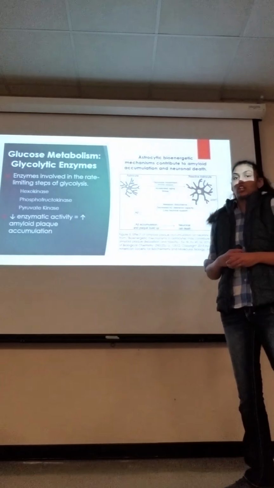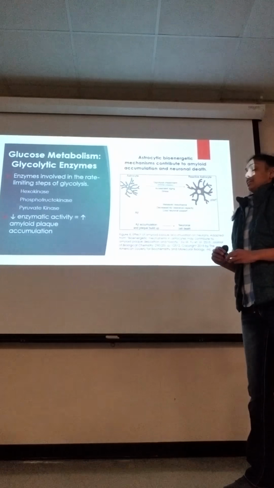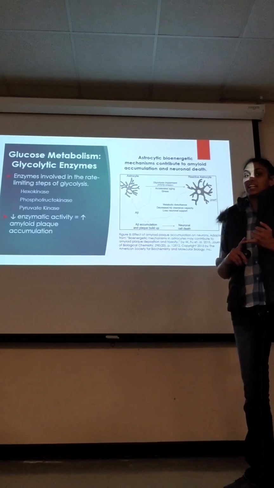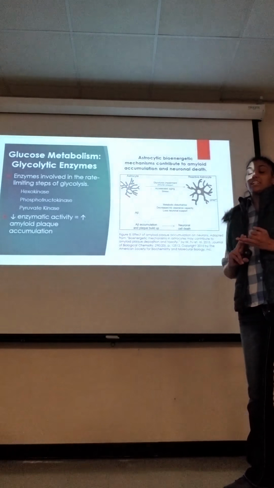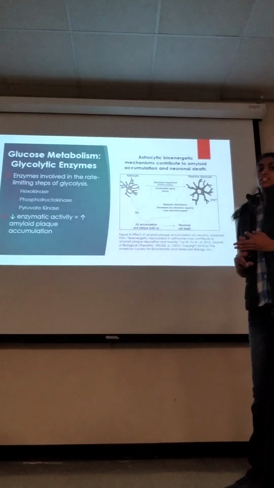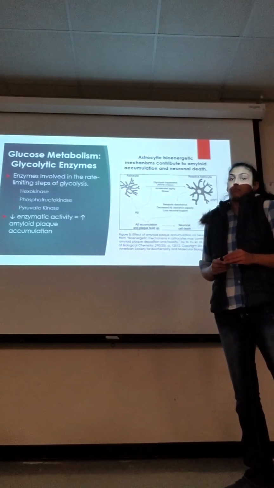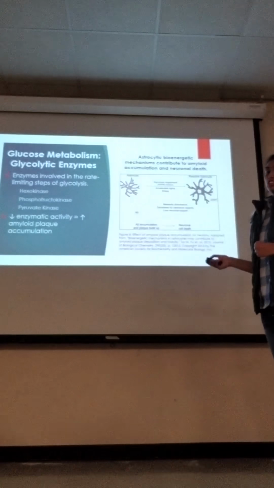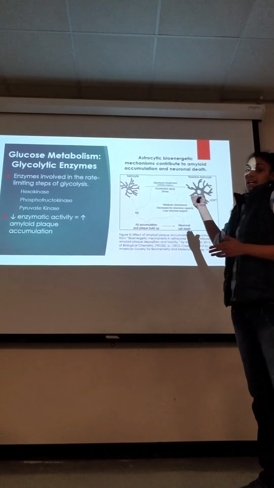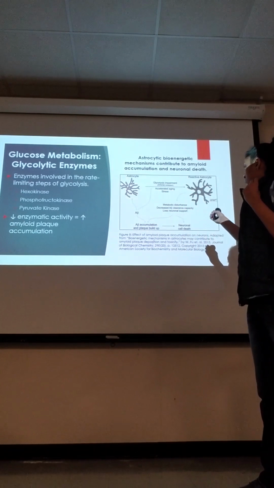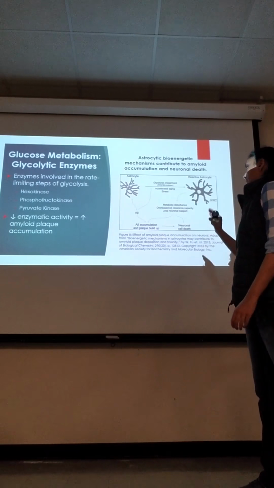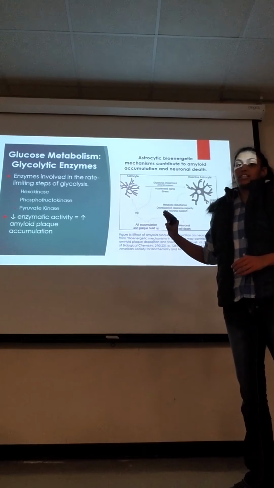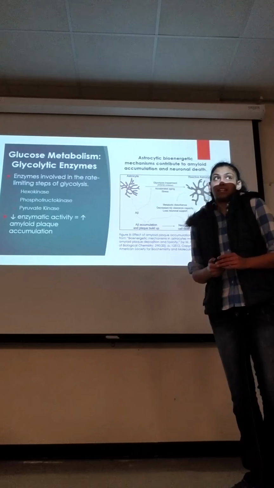Amyloid plaque accumulation also increases due to decreased enzyme activity of glycolytic enzymes such as hexokinase, pyruvate kinase, and phosphofructokinase. These are three enzymes that play a key role in the rate-limiting step of glycolysis. The figure on the screen shows that as the enzyme activity is inhibited, neuronal cell death is promoted, and amyloid plaque accumulation is also promoted. Amyloid plaque accumulation can further inhibit the enzyme activity.